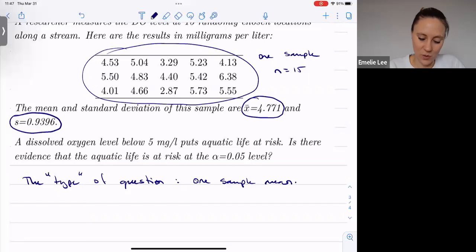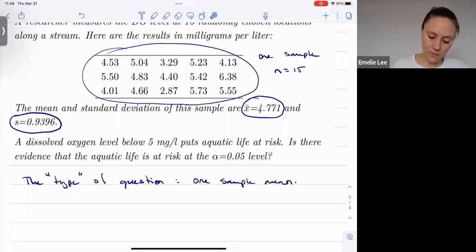And as soon as we ask, is there evidence of something, it's going to be a hypothesis test, okay? But you could do a confidence interval as well, right? Because you could ask in a similar way, what's the 95% confidence interval? What would that tell you? Well, it would give you a range of values that you're 95% confident might capture the population mean dissolved oxygen level in the stream, right?